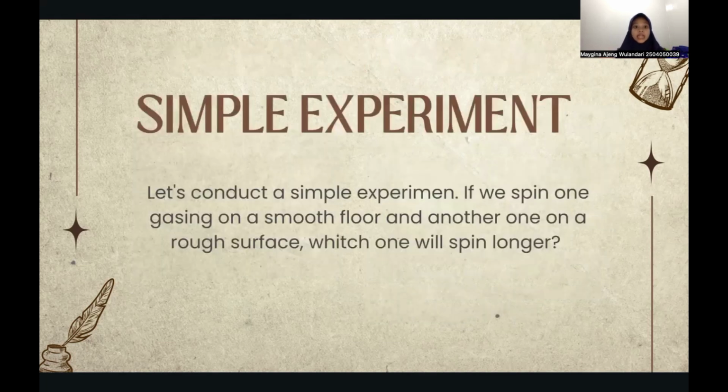Simple experiment. Let's conduct a simple experiment. If we spin one gasing on a smooth floor and another one on a rugged surface, which one will spin longer?